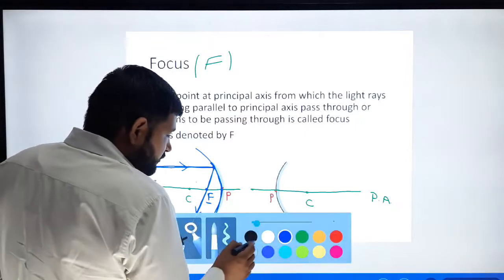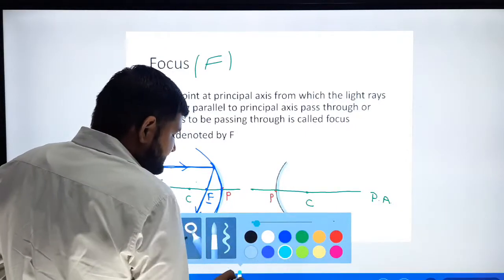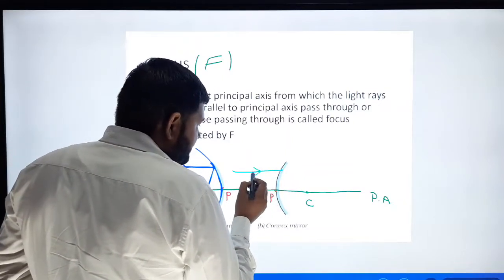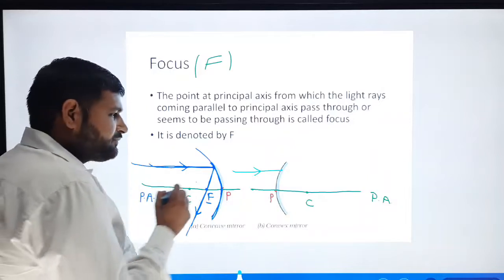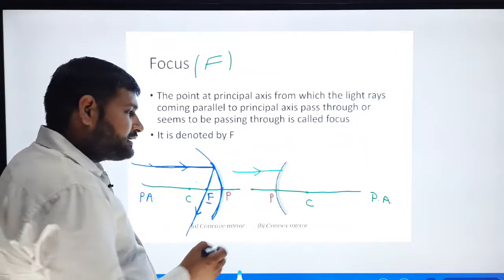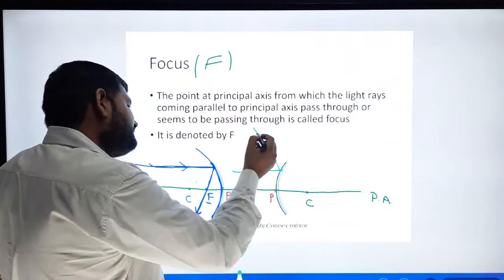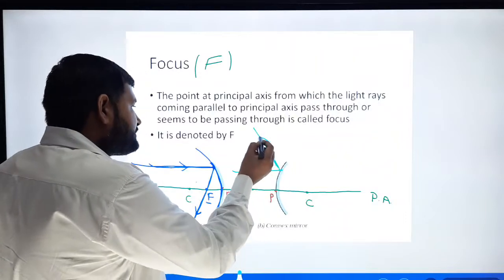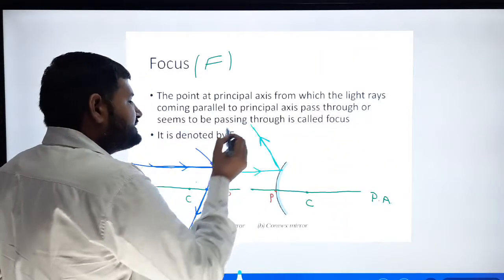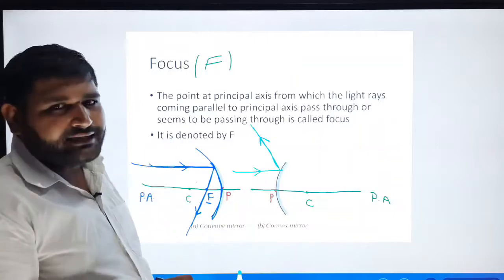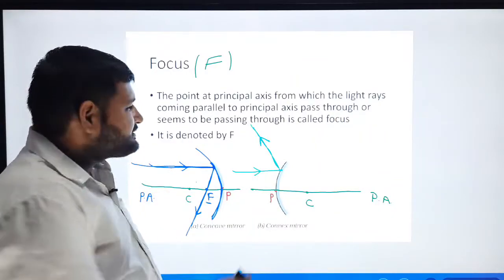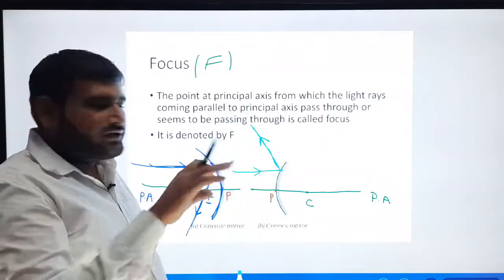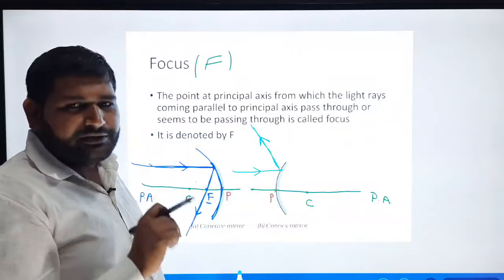Okay. Now for the convex mirror, again these are the incoming light rays which are coming parallel to the principal axis. The mirror would reflect the incoming light rays, so these are the reflected light rays. Okay. Now in this direction there is no possibility that these reflected light rays would ever intersect the principal axis, because they are going away from the principal axis. There is no chance that these light rays would in any case intersect the principal axis.